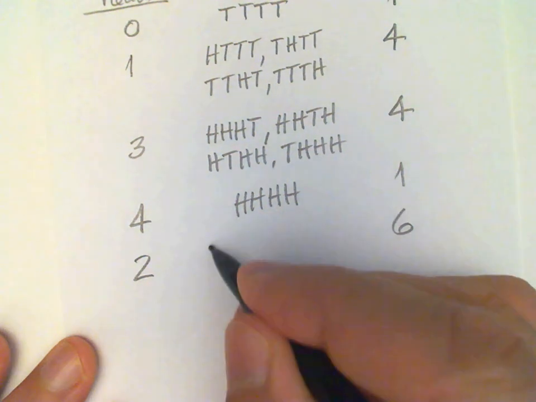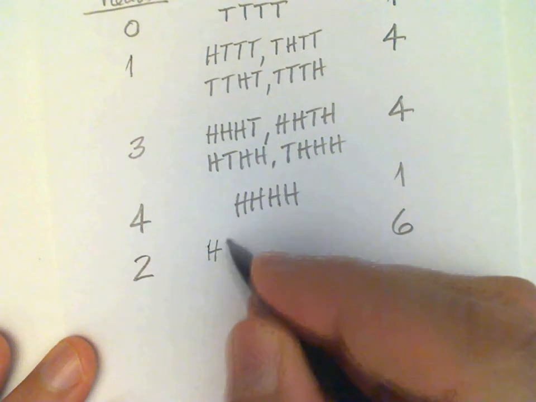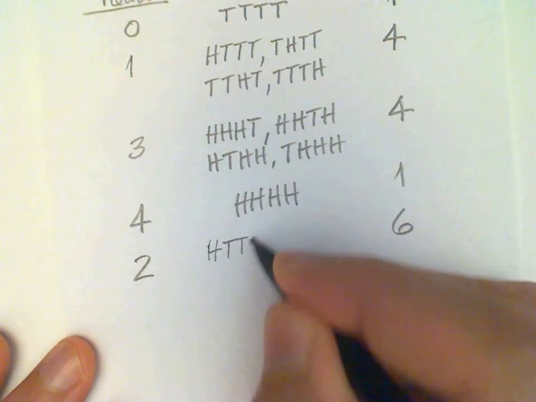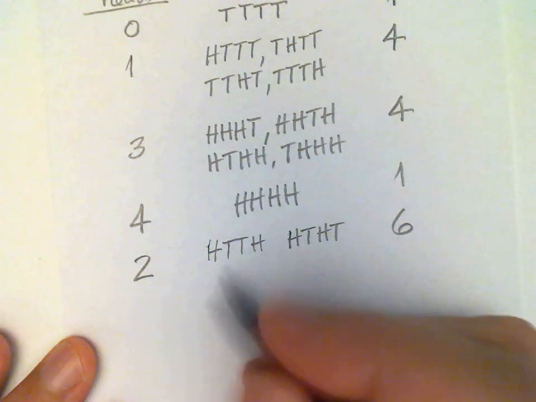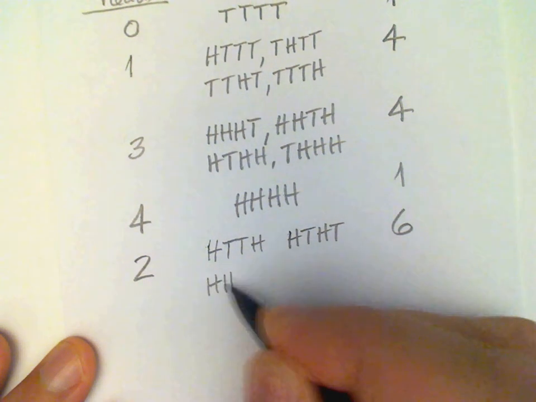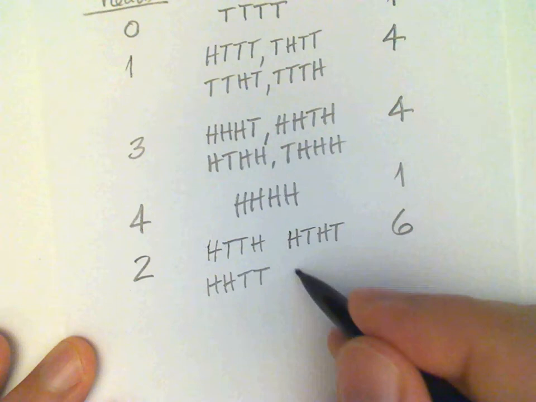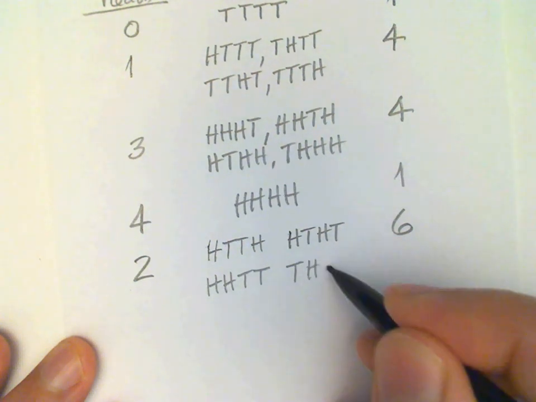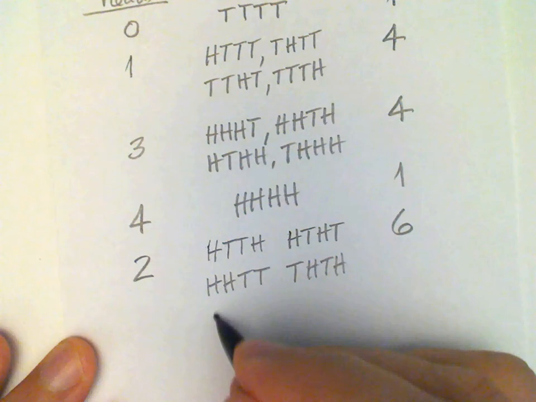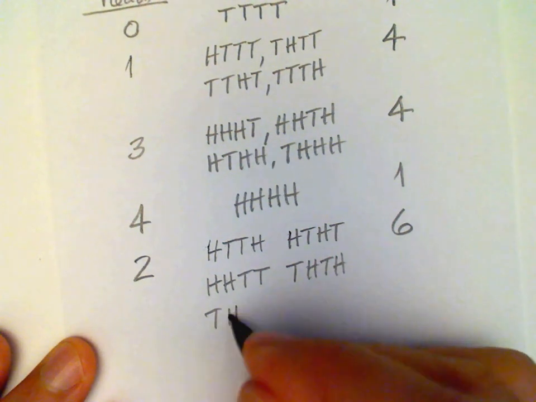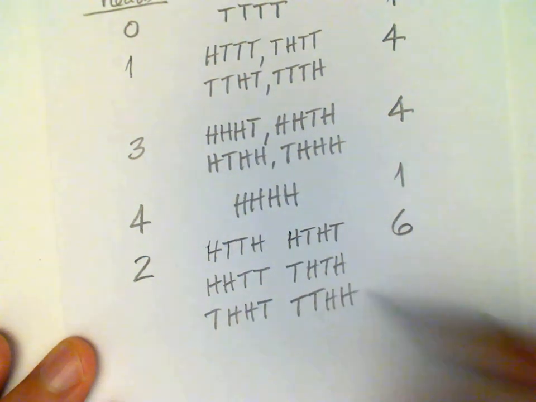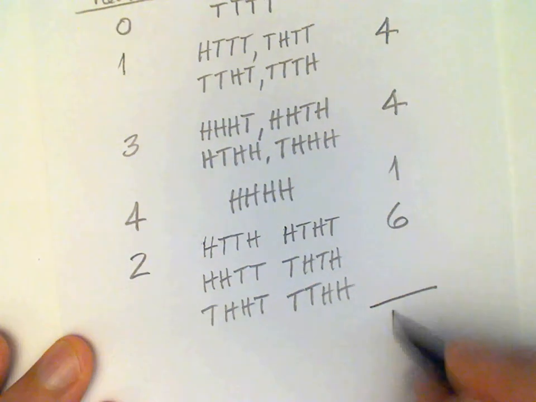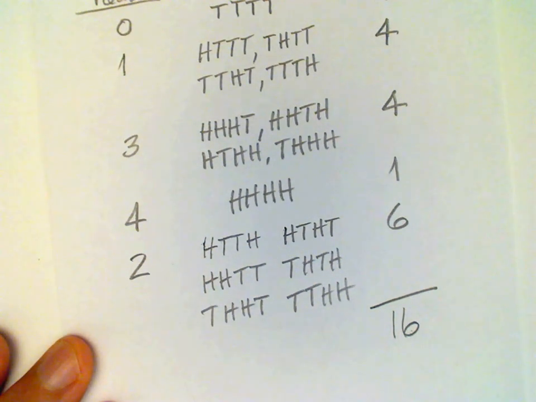Okay, and those 6 are HTTH, HTHT, HHTT, THTH, THHT, and TTHH. Okay, so that gives us a total of 16, which that's what we knew would be the case.